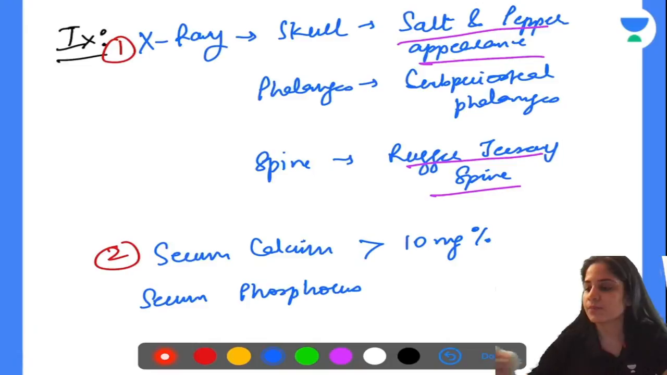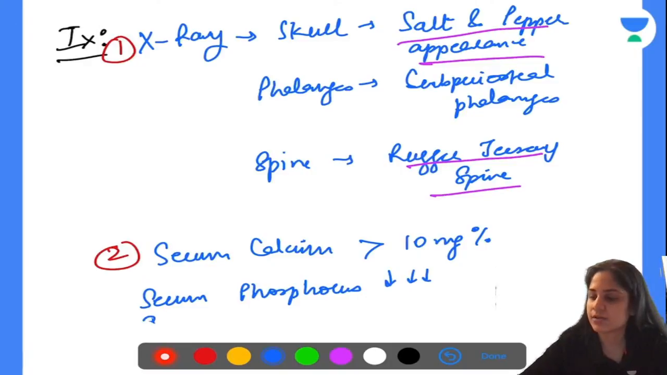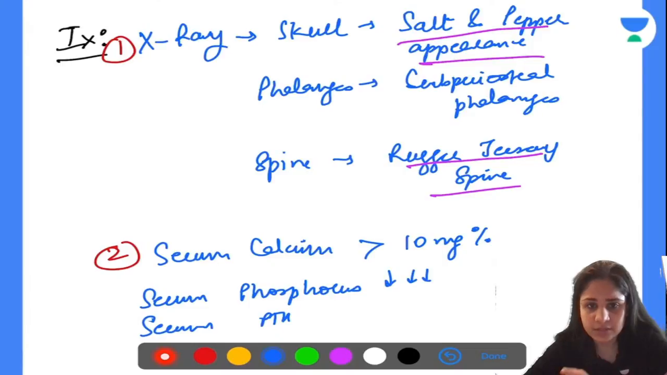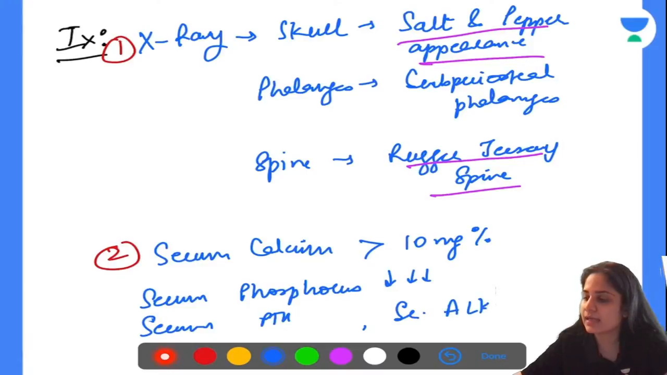Okay, so if your calcium is increasing, your phosphate levels will decrease. Alright, then next is your serum parathormone levels. But remember, parathormone ka half-life is just 4 minutes. So as soon as you take the sample, you have to give it for processing. Okay, so you can check your serum parathormone levels also. Anything else? Because the bone is breaking down so much, your serum alkaline phosphatase levels will be increased. This is always seen whenever there is breakdown of the bone.